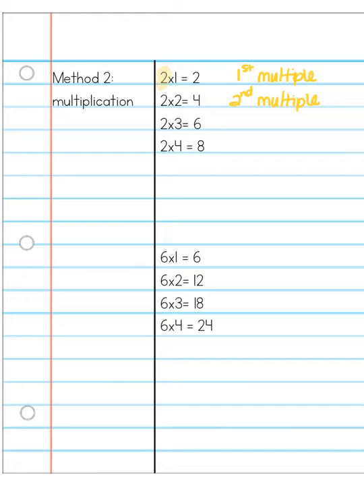When I multiply 2 by 3, I get 6. So 6 is the third multiple. When I multiply 2 by 4, I get 8. So 8 is the fourth multiple. Now if I wanted to find the fifth multiple, I would do 2 times 5, and I would get 10. So 10 is the fifth multiple of 2.